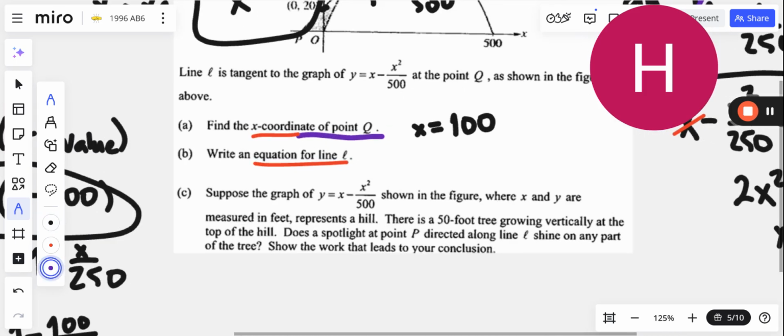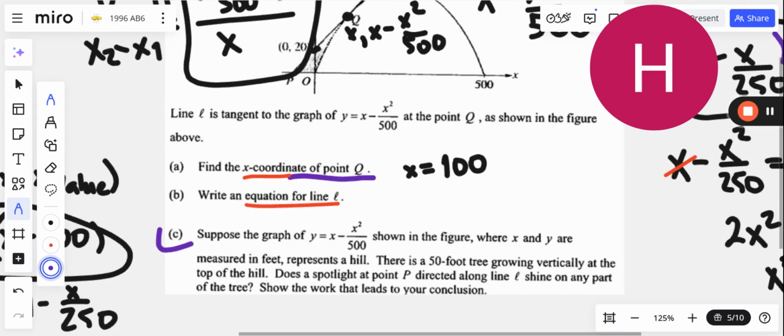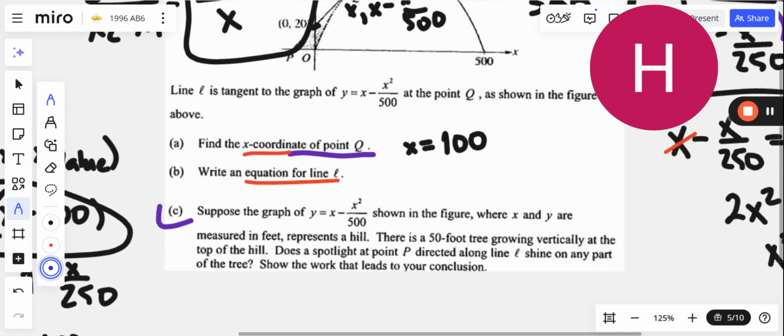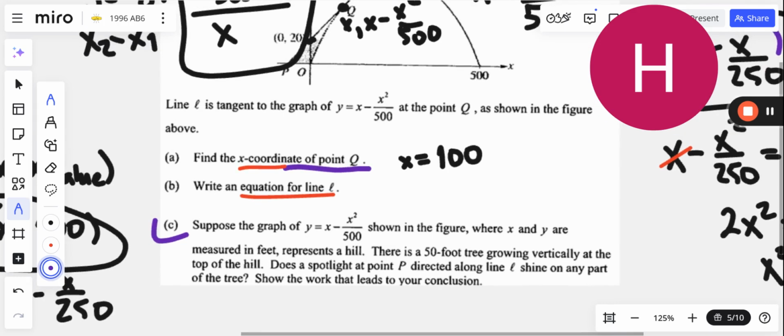Okay, part C, kind of wordy. Suppose the graph of this quadratic, shown in the figure, where x and y are measured in feet, represents a hill. There's a 50-foot tree growing vertically at the top of the hill.